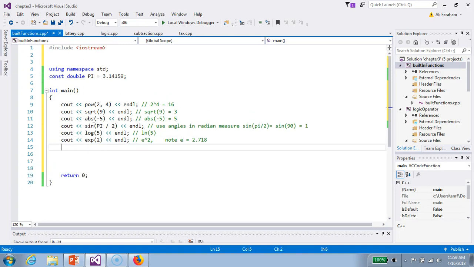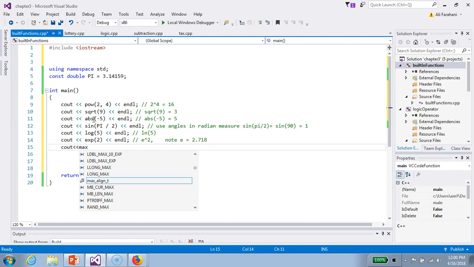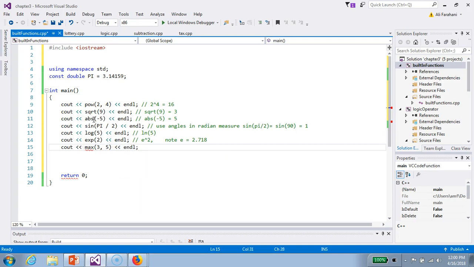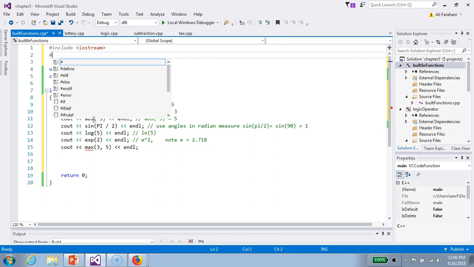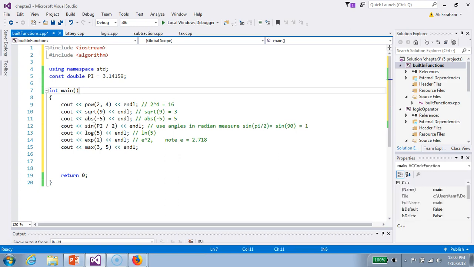Now let's look at the max function. Let's write cout max of 3 and 5. So this particular function returns the maximum of 3 and 5. Obviously, in this case, it will be 5, endl. And notice that max is underlined in red. That means that the system doesn't understand what max represents. Max is in the header file algorithm. So make sure that you include the algorithm as a compiler directive. Now notice that the red line has disappeared.